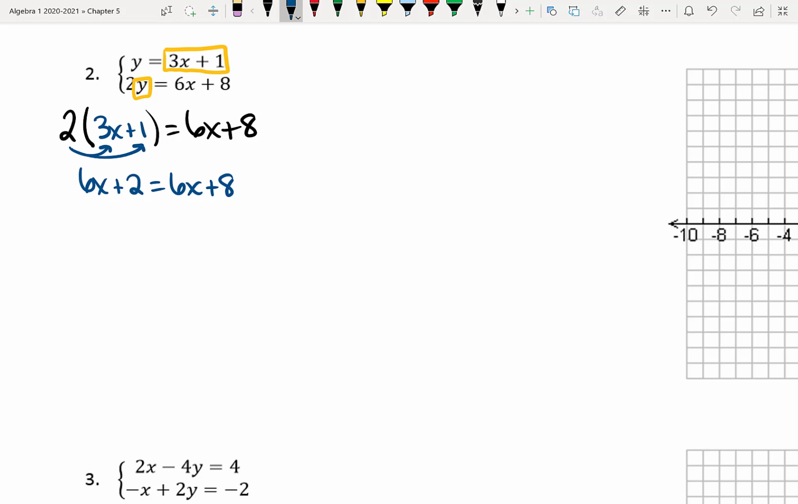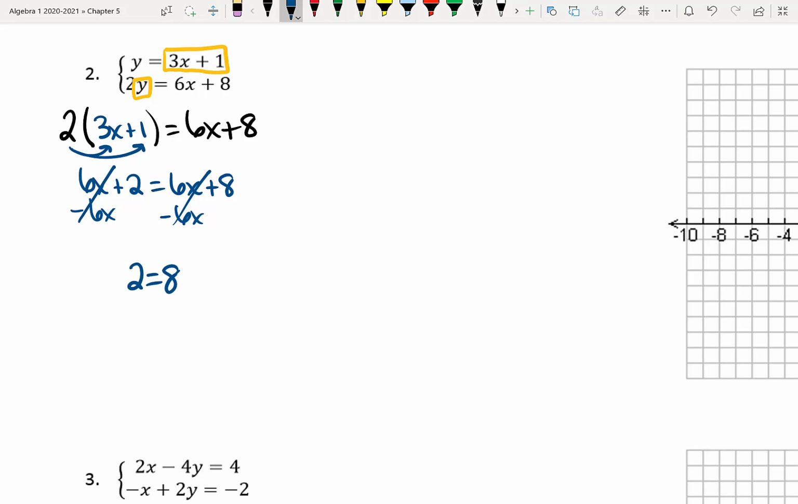And some of you might be able to see ahead of time something weird's about to happen, all right? When we subtract 6x from both sides to get our x's together, my x's go away over here and over here. So I end up with 2 equals 8. Now, this process should look familiar to us. We saw this way back in chapter 1.